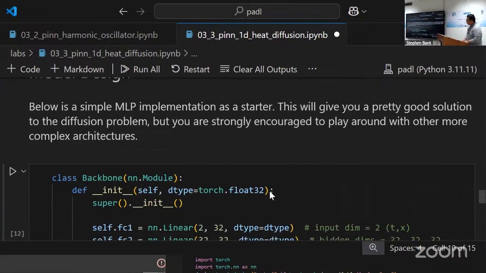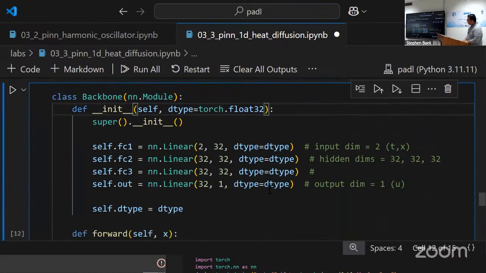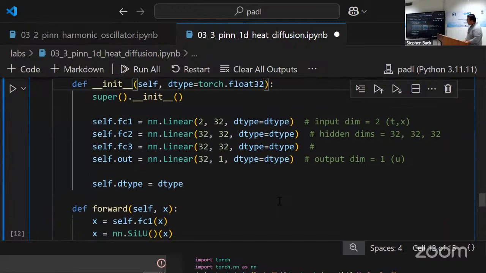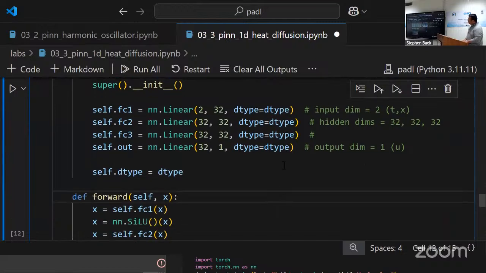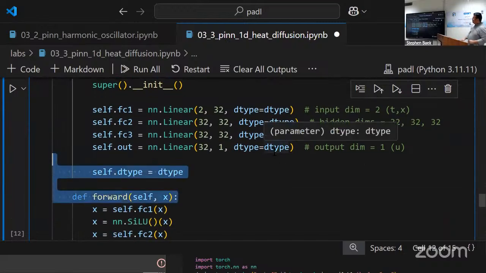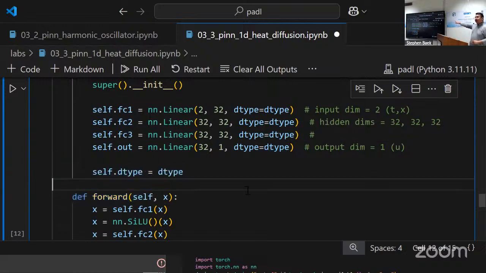The most important part here is the model design and then the training procedure. For the model design, we're pretty much using the same model as the harmonic oscillator case, except that now for the input, we have 2 dimensions coming in, because we have not only time, but also the position x as our input variable. But other than that, it's pretty much the same.